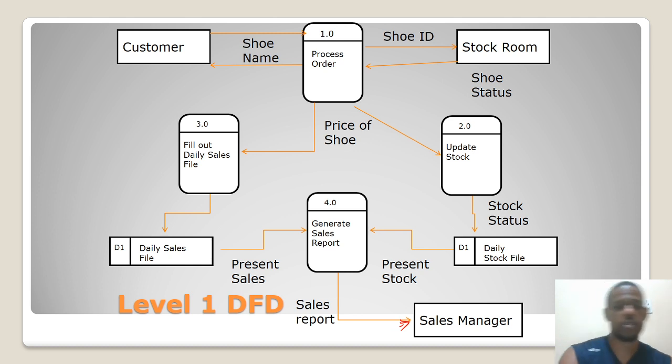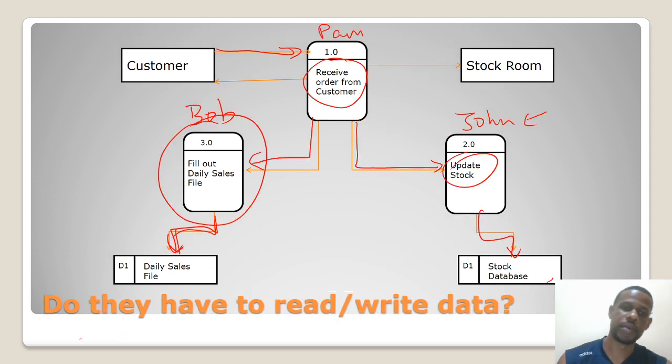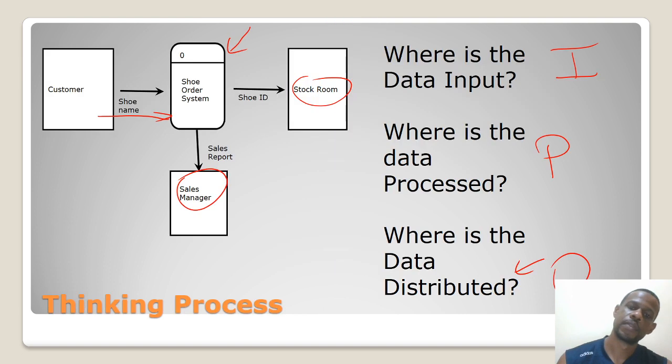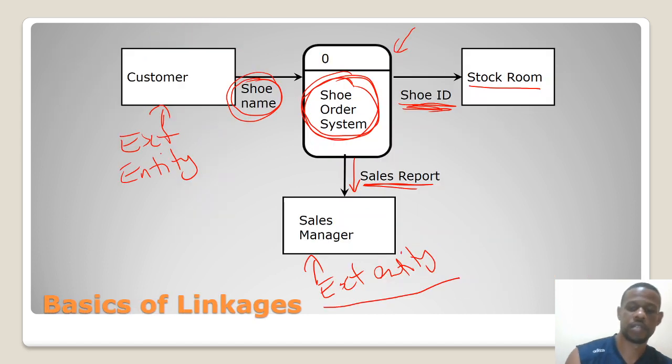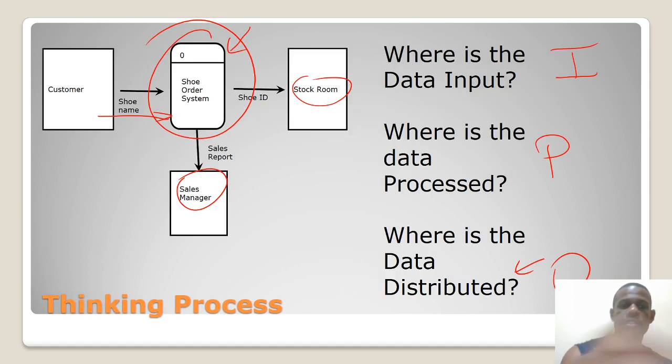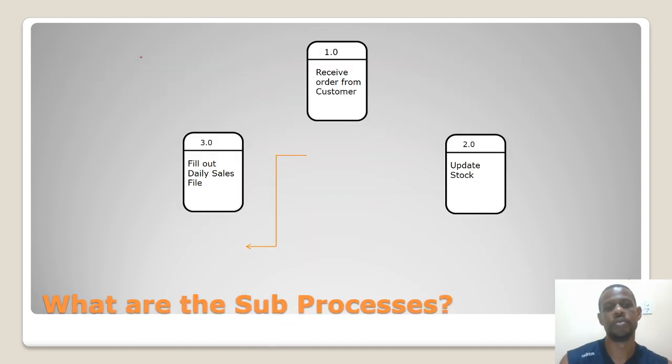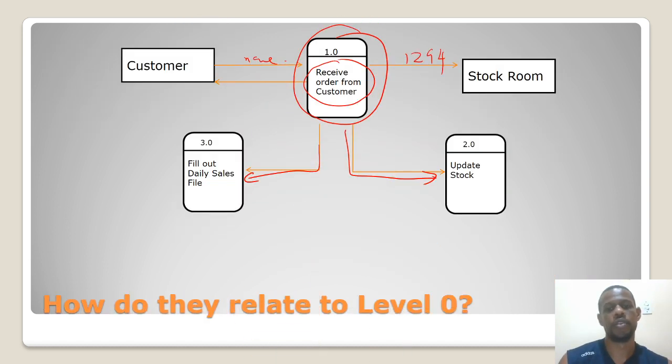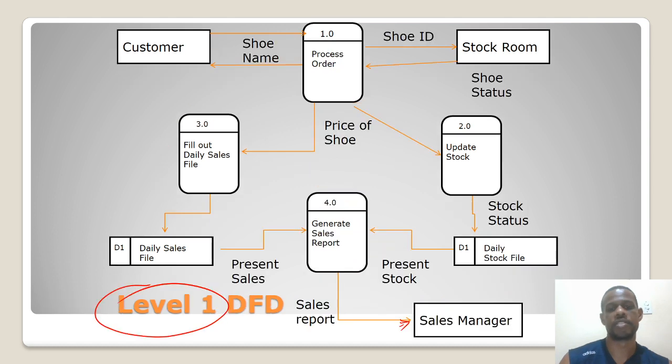So this is the whole level one breakdown of the DFD. The same shoe order system that we had here. This is context, sorry, this is context. We're going to now take this big process in the middle here and break it down into all the different possible parts like this.